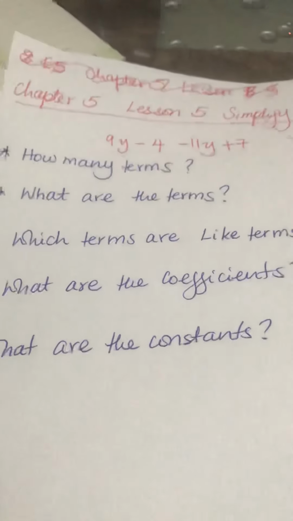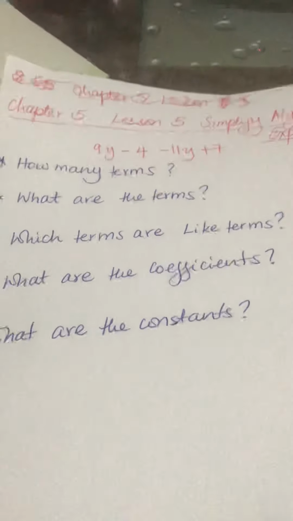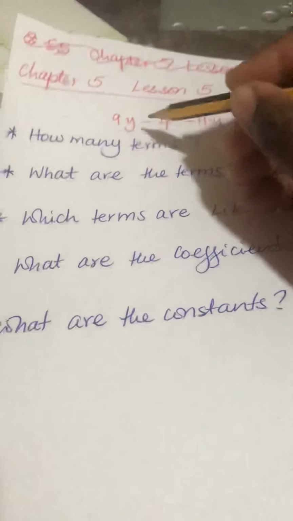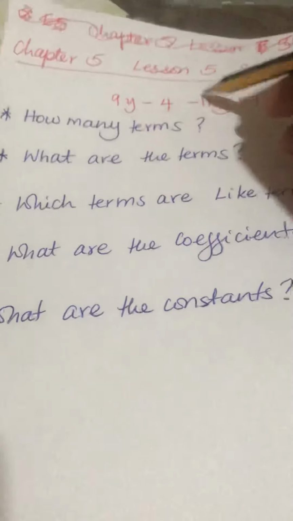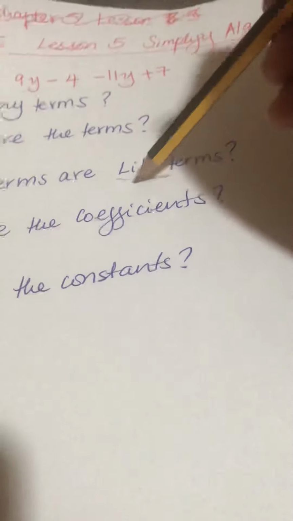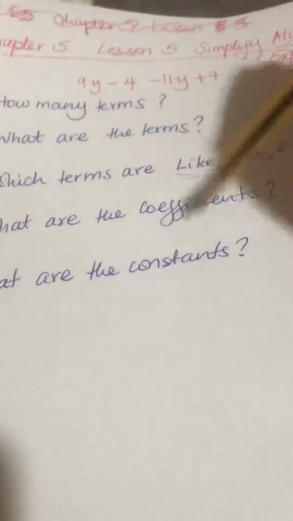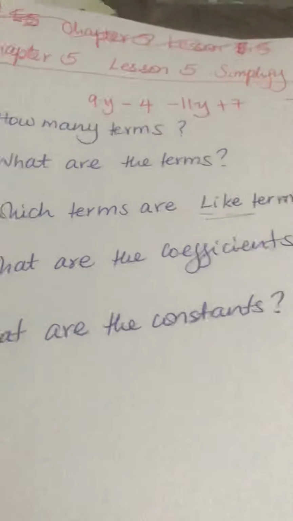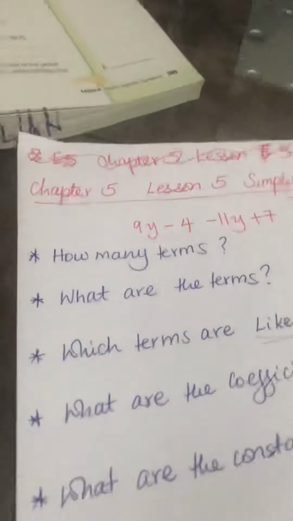Okay. So before we start the lesson, there are things we need to know. Vocabulary. I need to know how to find the number of terms. I need to know what are the terms. I need to know which terms are like. I need to know what are the coefficients, and I need to know what are the constants in this algebraic expression.